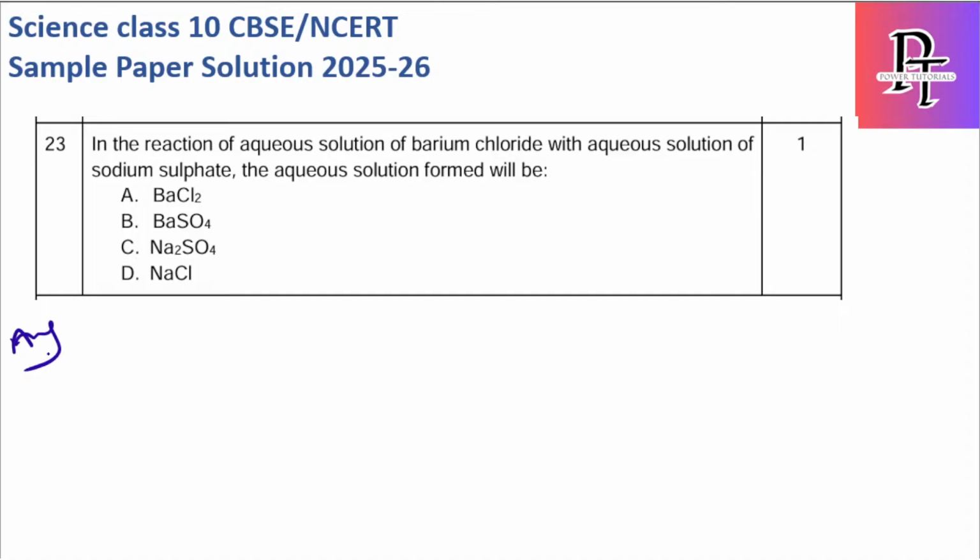In the reaction of aqueous solution of barium chloride with aqueous solution of sodium sulfate, the aqueous solution formed is. This is a very important reaction, because the same question is getting repeated in multiple board exam papers. This is the best example for a precipitation reaction.